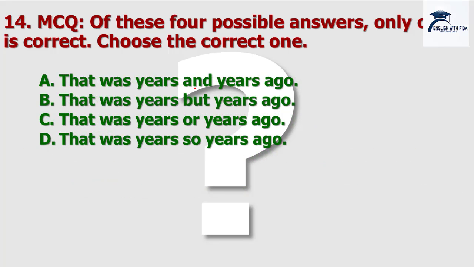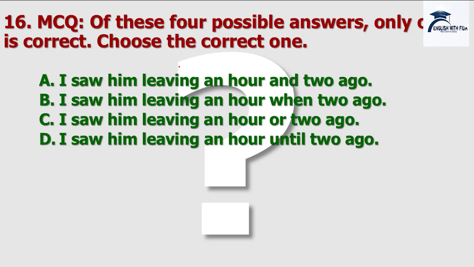That was years and years ago. That was years but years. Years and years ago, that is correct because we are using a FANBOYS conjunction to show similar items. I saw him leaving an hour or two ago. I saw him leaving an hour when two ago, that is wrong. An hour until two ago. So option C seems to be correct grammatically.